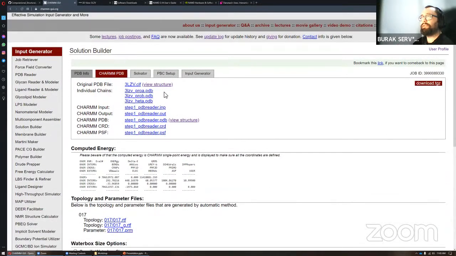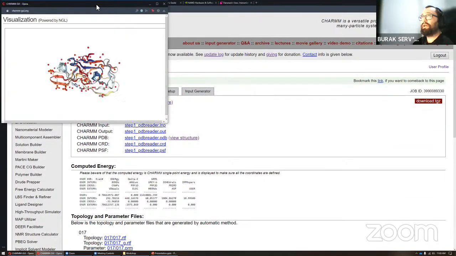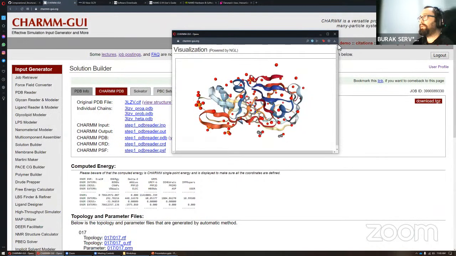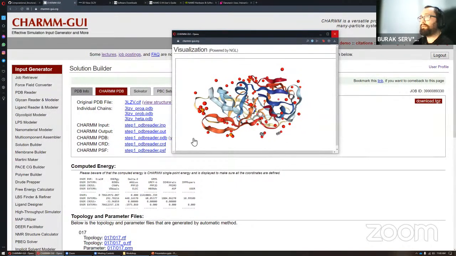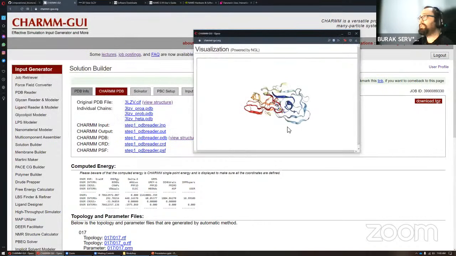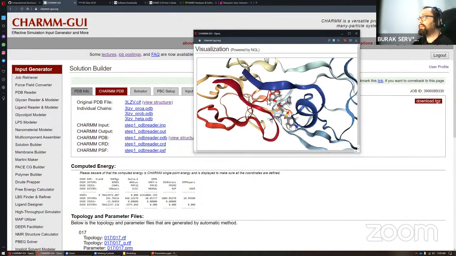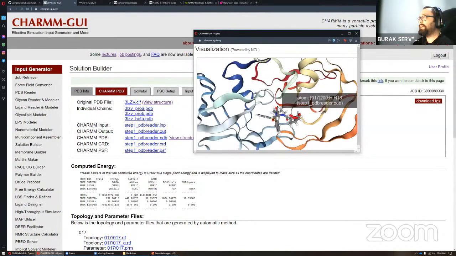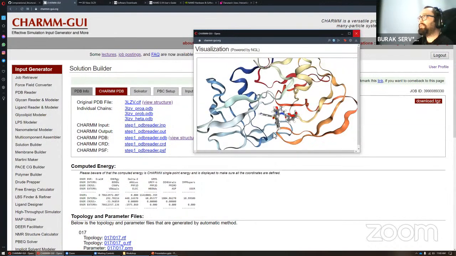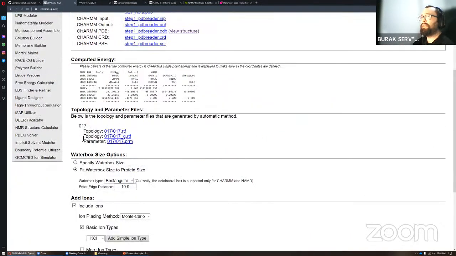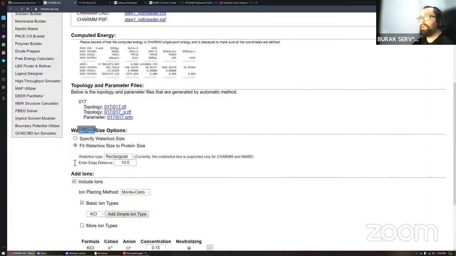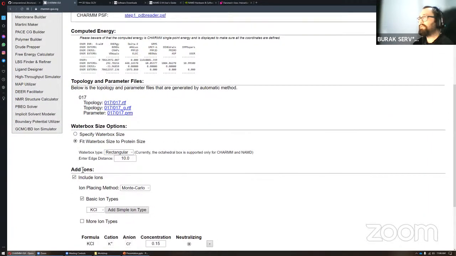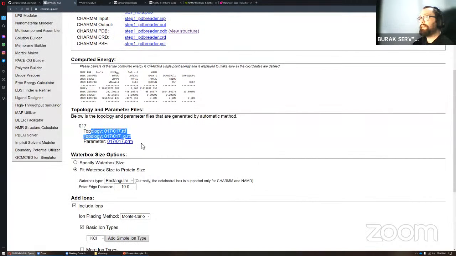Now again, we can check our structures, and this is the original PDB. But when we check the next Holo version, now we can see darunavir is here. So we can continue from there. And again, we're going to create the water box, and we will add ions for our structure. And you can see these topology and parameter files for our ligand.